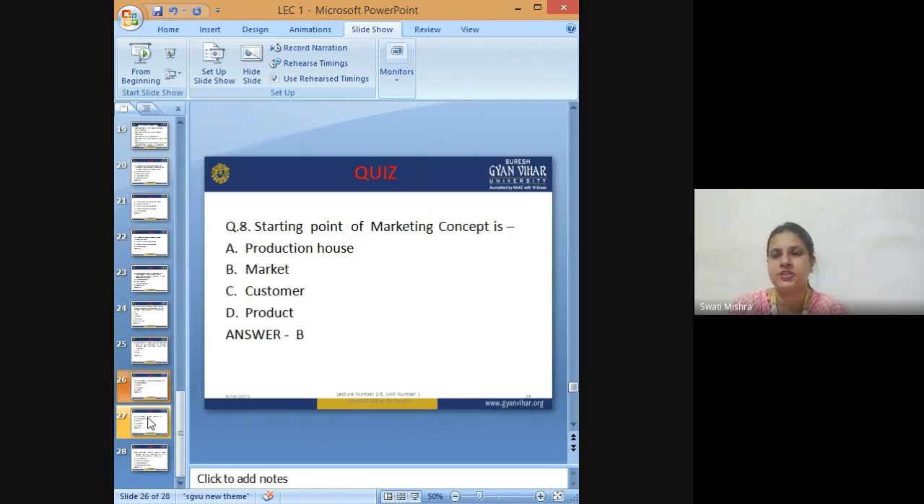My next question is starting point of marketing concept. Yes, do you remember the diagram that we had studied just now? When I was talking to you about marketing concept versus selling concept. So what was the starting point of that marketing concept? Whether it was the production house or the factory, whether it was the market, customer, or product. Yes, you are right. The answer is B, the market.